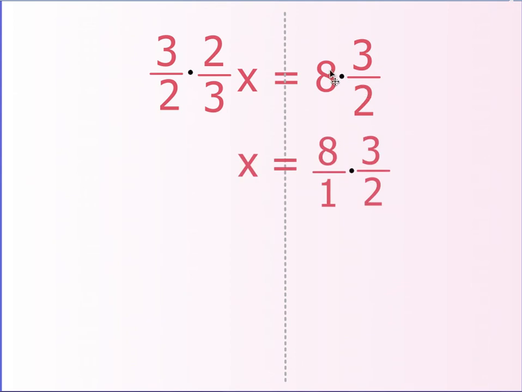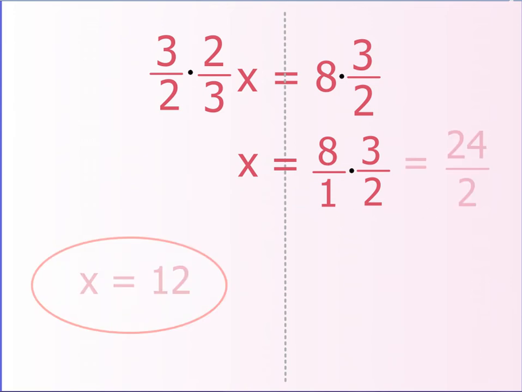On the right-hand side, I can't multiply a whole number to a fraction, but I can change that whole number into a fraction by putting it over 1. So really I'm multiplying 8 over 1 times 3 over 2, multiplying straight across the numerator and straight across the denominator. I get 24 over 2, which is equal to 12. X equals 12 is my solution and also my missing value.